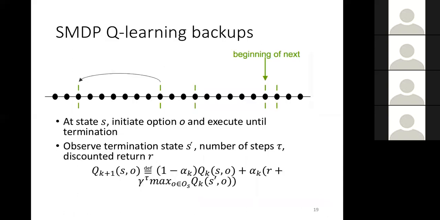When we combine the MDP with a set of options, the decision process becomes an SMDP. As we mentioned before, we can solve the SMDP by standard reinforcement learning algorithms like Q-learning. SMDP Q-learning consists of two steps. In state S, initiate option O and execute until termination. After that, we observe the termination state S prime, the number of steps tau, and the discounted return R. The main concern of SMDP Q-learning is that we can only estimate the Q value of the option after the termination of the option.